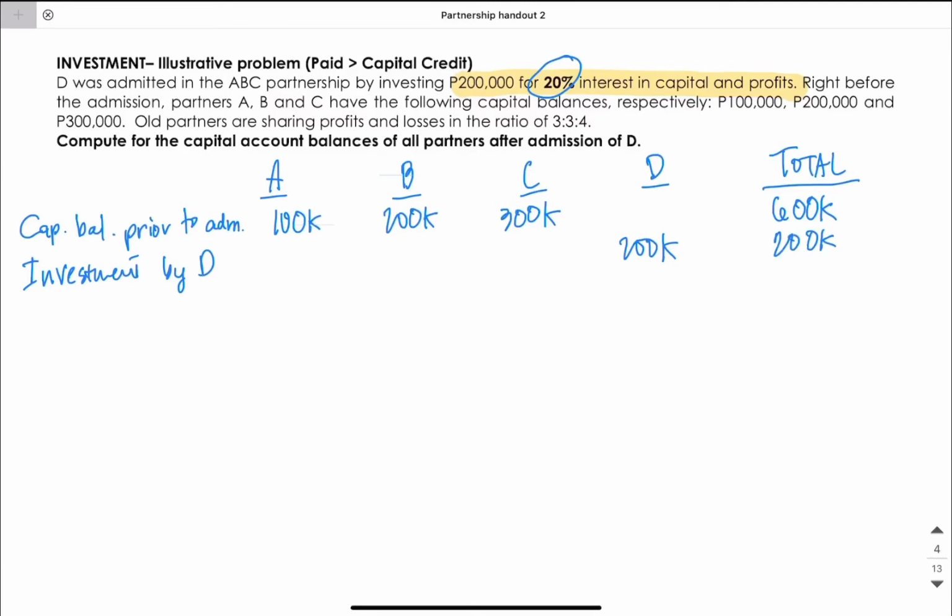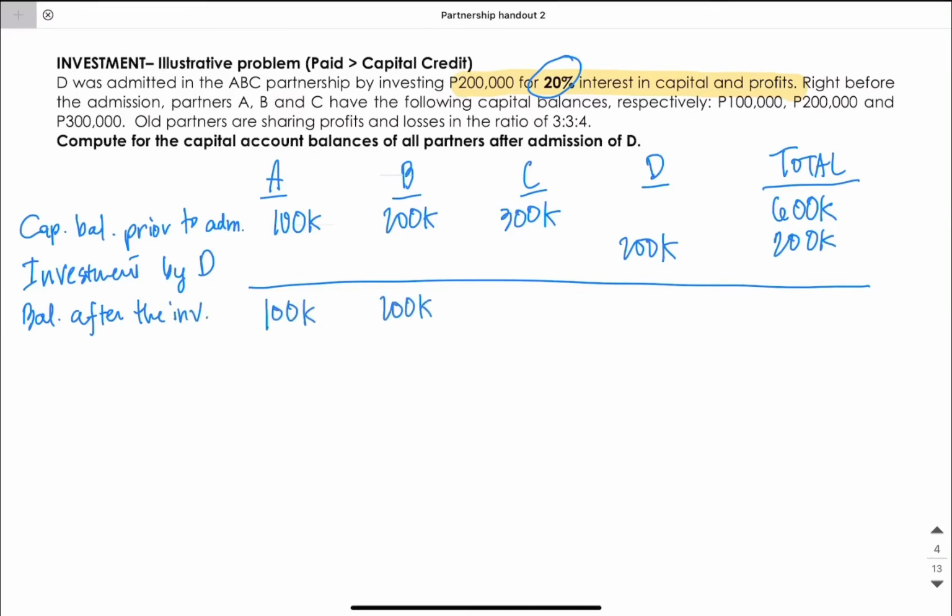As discussed previously, the investment will affect your total partnership capital, unlike in purchase of interest. So this will be your capital balances after the investment. So we have 100,000, 200,000, 300,000, and 200,000 for the new partner, for a total of 800,000.